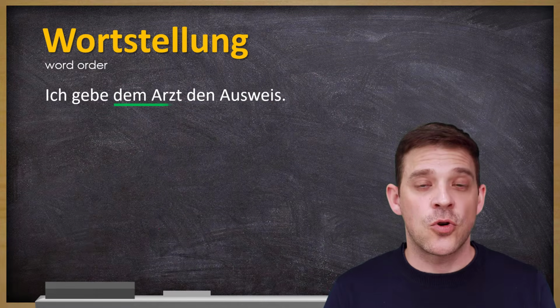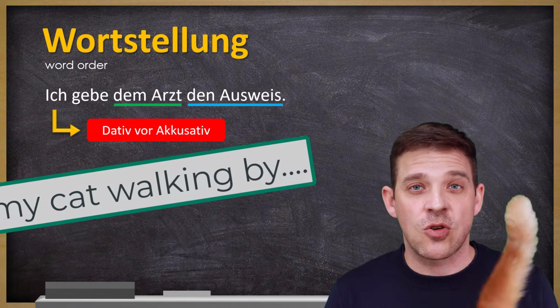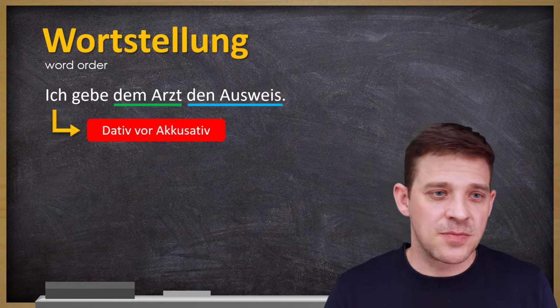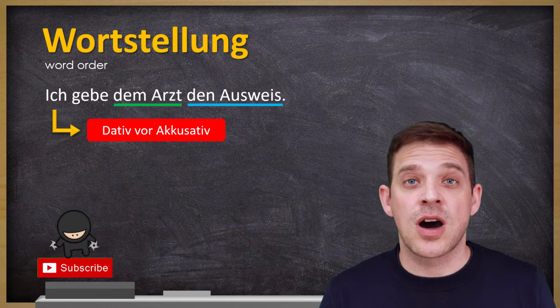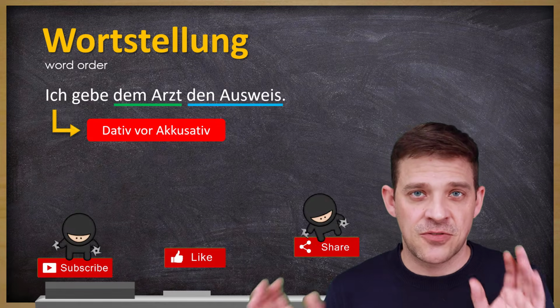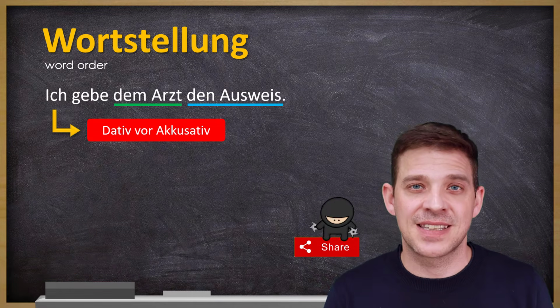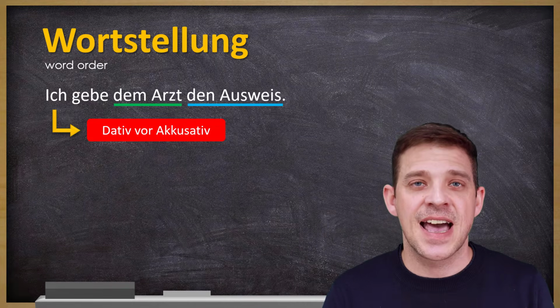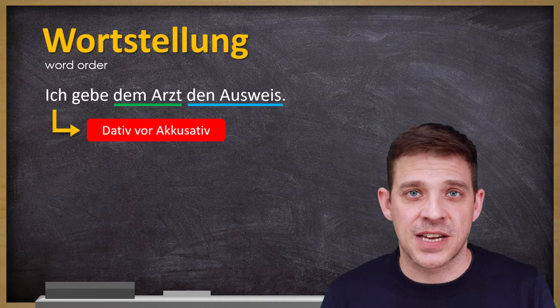When it comes to the word order, as you can see here, the most important rule is Dativ vor Akkusativ. So you have two nouns. Ich gebe dem Arzt den Ausweis. The dative object comes first and then the accusative object.